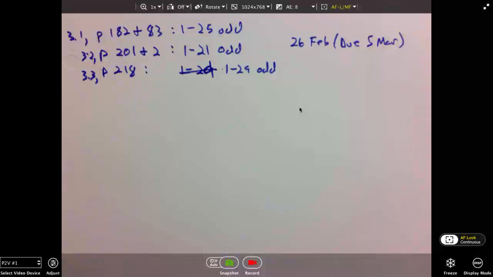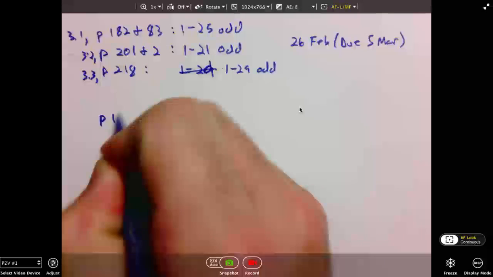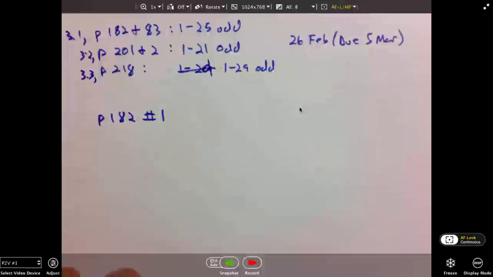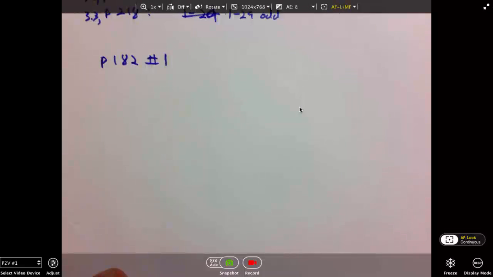Alright, we'll begin with page 182, number 1. This set of problems is asking us to graph ordered pairs. I feel fairly confident that you know how to graph ordered pairs, but we will look at a couple.